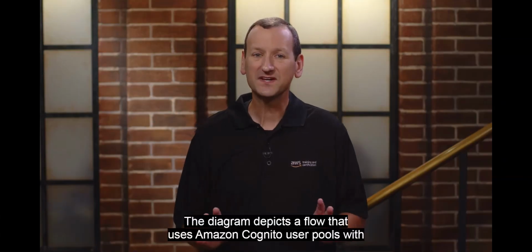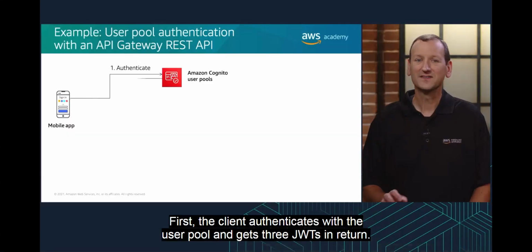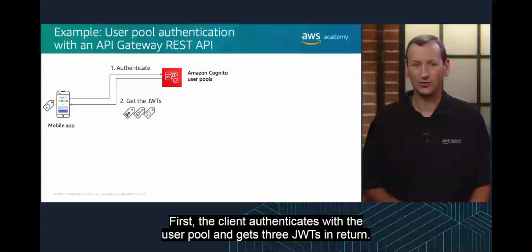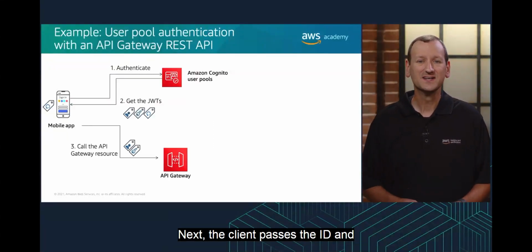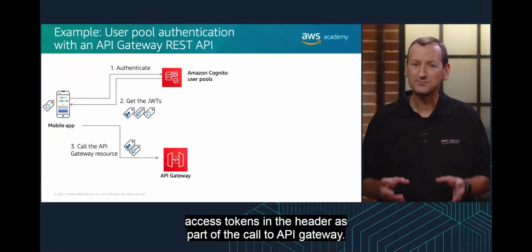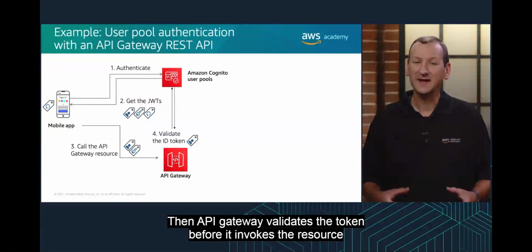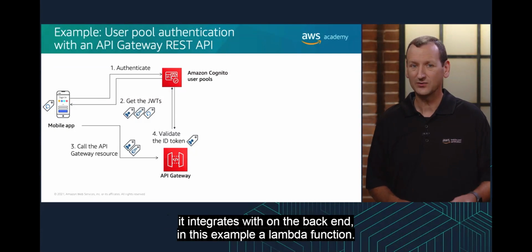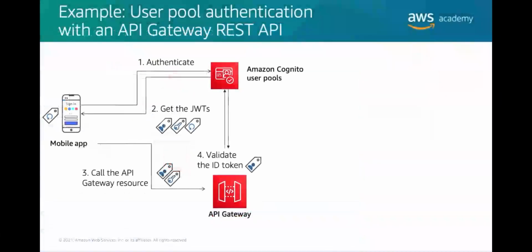The diagram depicts a flow that uses Amazon Cognito user pools with API Gateway. First, the client authenticates with the user pool and gets 3 JWTs in return. Next, the client passes the ID and access tokens in the header as part of the call to API Gateway. Then, API Gateway validates the token before it invokes the resource it integrates with on the back end. In this example, a Lambda function.